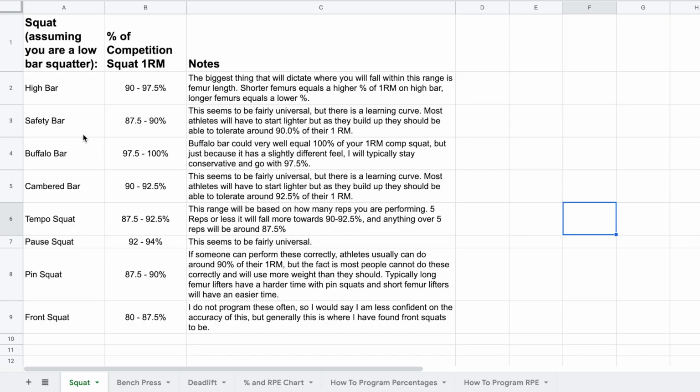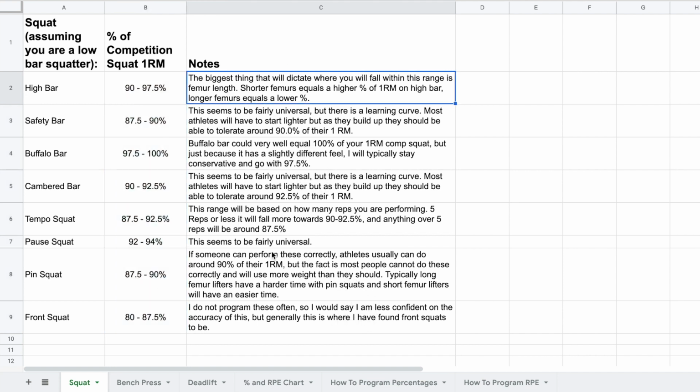So I have, I believe, 8 different variations here. We have high bar, safety bar, buffalo bar, camber bar, tempo, pause, pin, and front squat. So, giving you a brief breakdown, obviously we have the variations here. We have the percentages of generally where I program those, and then some notes I'm going to go through real quick.